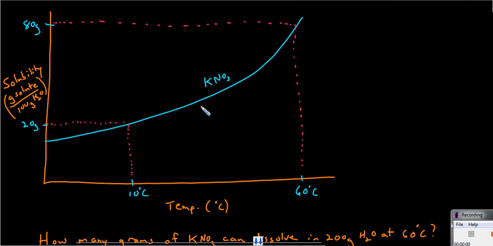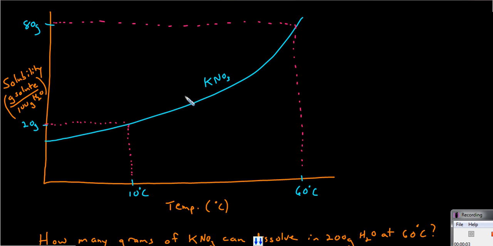We'd seen in the last video that the amount of solute that could be dissolved in a saturated solution was dependent upon temperature. For solids, if you increase the temperature, you can dissolve more solute. This can be described by a solubility curve. This is the solubility curve for potassium nitrate. This says the number of grams of solute that can dissolve in 100 grams of water.